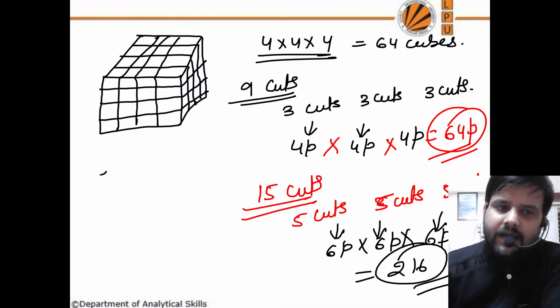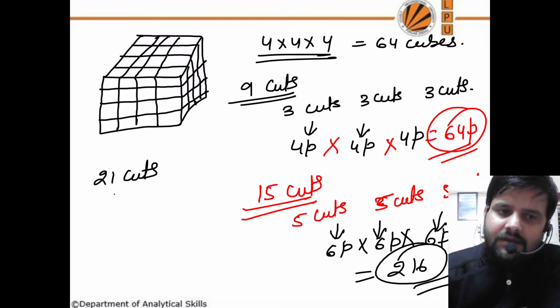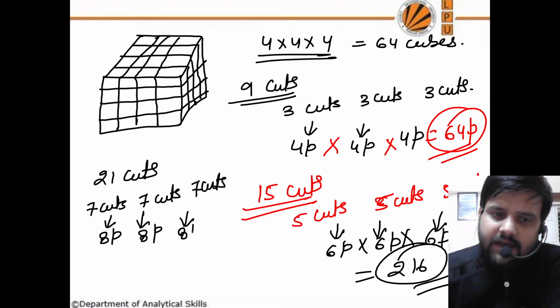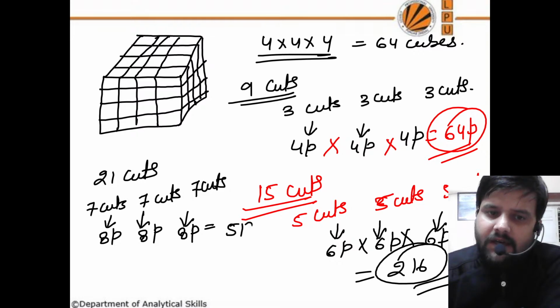If they give you, I applied 21 cuts, just divide it by 3. Remember it. Just divide it by 3. So we are left with 7. So 7 cuts, 7 cuts, 7 cuts. One extra piece, whatever cuts you apply. 7 cuts means 8 pieces, 7 cuts means 8 pieces, 7 cuts means 8 pieces. The total number of pieces you will get is 512.